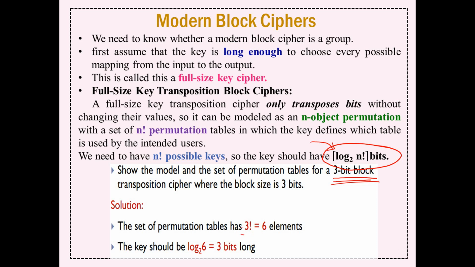The permutation table will be 3 factorial, so we have 6 elements. If there are 6 elements, then the key size will be 3 bits long only. Just remember this example carefully. 3-bit is what we are considering, a very simple, trivial permutation. We have 6 possible elements, and from that we find that the key length will only be 3.